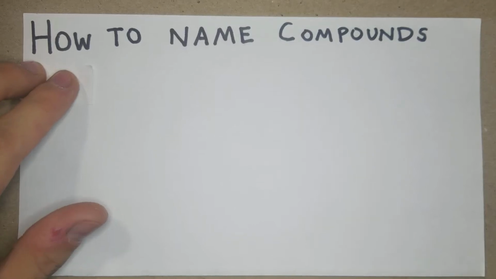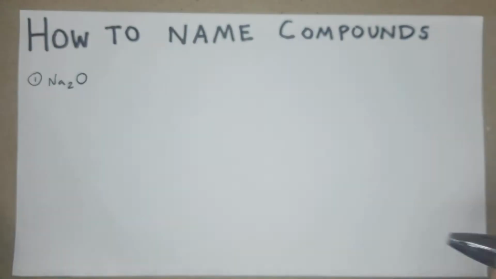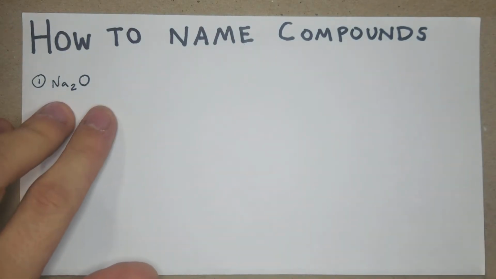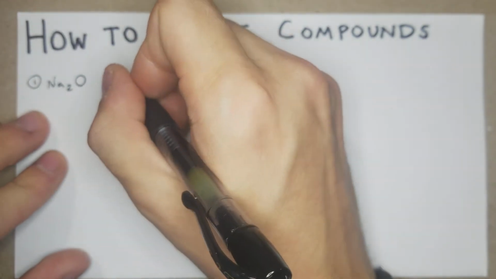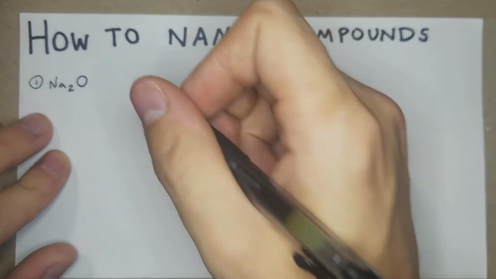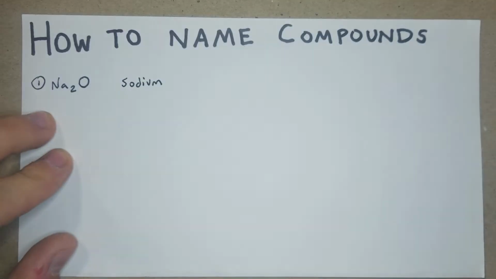How's it going, guys? We're going to talk about how to name chemical compounds. So the first one we're going to start off with here is Na2O. It's a pretty simple one. Basically, we're going to start off naming it with the first element that's there. So that's going to be sodium something.